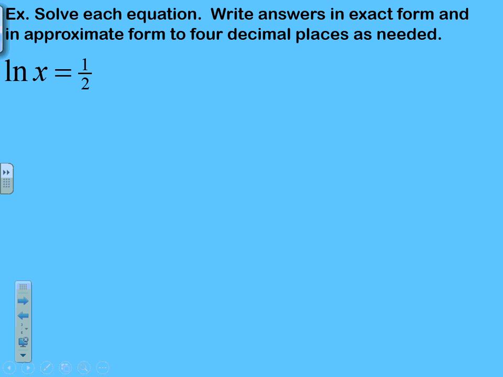So let's take a look at our first example here. It's saying to solve this equation for x and write it out to 4 decimal places. Typically I would probably just write it out to 3 decimal places, but we'll go ahead and carry out what it's asking us to do here and write it out to 4.